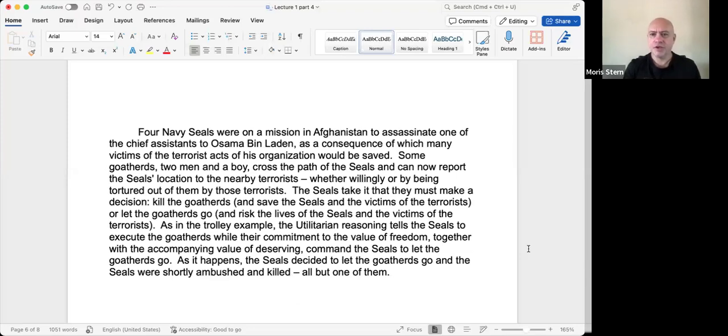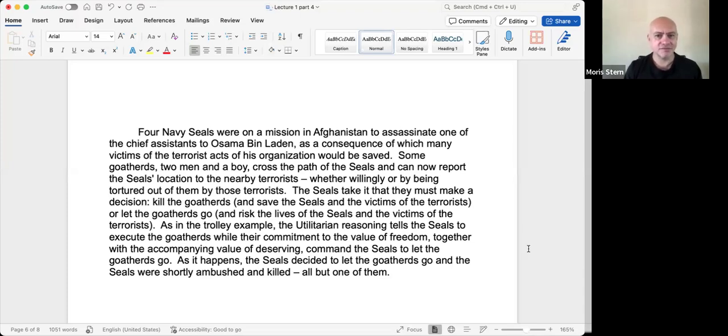Here's the first example. 4 Navy SEALs were on a mission in Afghanistan to assassinate one of the chief assistants to Osama bin Laden, as a consequence of which many victims of the terrorist acts of his organization would be saved. Some goatherds, 2 men and a boy, crossed the path of the SEALs and can now report the SEALs' location to the nearby terrorists, whether willingly or by being tortured out of them by those terrorists.